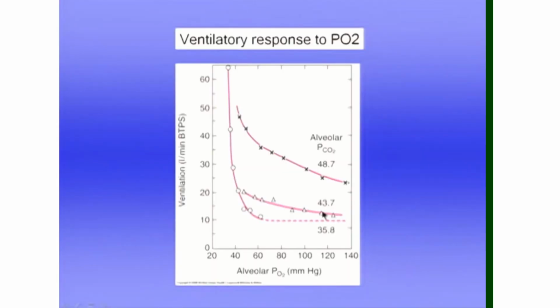But it's interesting that if you raise the PCO2, then the response to PO2 occurs at higher values. Here we've only raised the PCO2 to 43.7 millimeters of mercury, but now you can see the response occurs at a relatively high level of PO2, and this is even more marked when the PCO2 is raised to 48.7. So again, we can see an interaction between the two stimuli, the PCO2 on the one hand and the PO2 on the other.